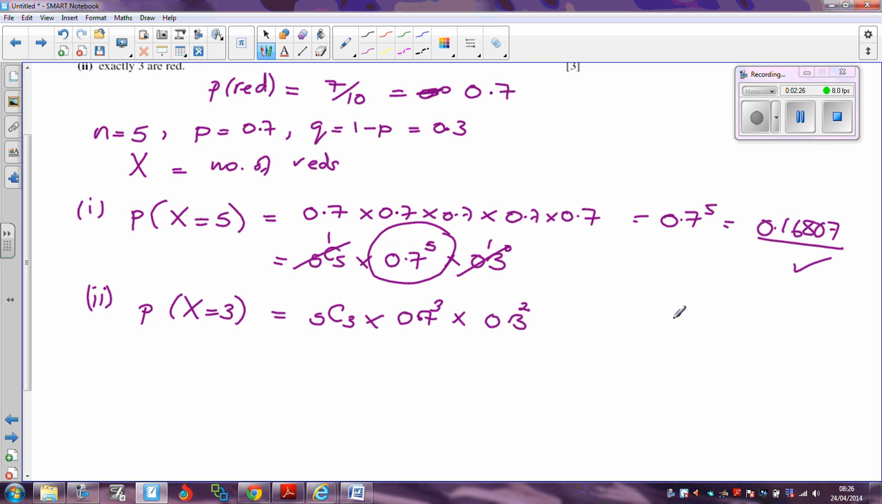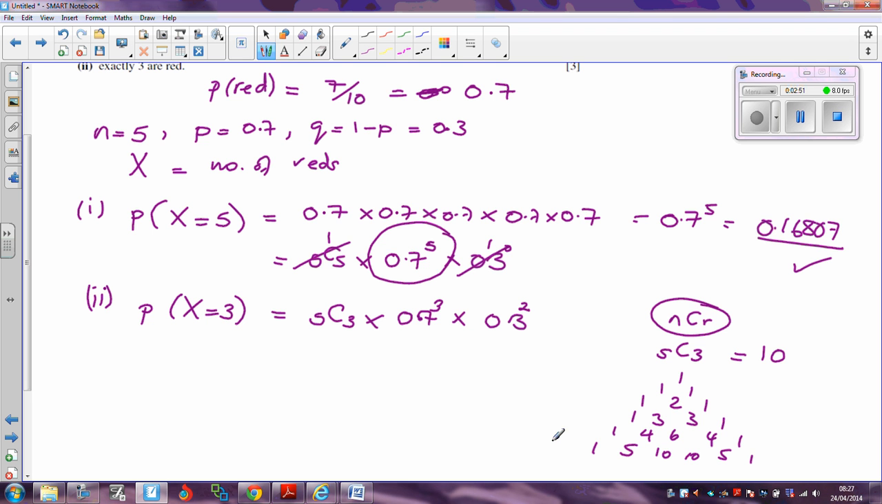Now to work out 5C3 you can either use your calculator, so the nCr button, type in 5C3 and that will come out as 10, or you can use Pascal's triangle. So we're looking for the row of Pascal's triangle that goes like this: 1, 3, 3, 1. Remember, we're adding these two numbers to get the ones underneath. So 1, 4, 6, 4, 1. We're looking for the row of Pascal's triangle that begins 1, 5, 10, 10, 5, 1. So this row here, this is 5C0, 5C1, 5C2. This is 5C3. So again, we're going to get 10.